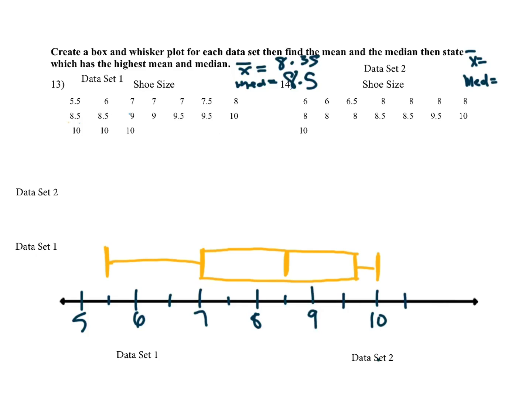But let's do the mean first before I start crossing things out. So I'm adding everything up, dividing by the number. My goodness, there were so many 8s, I want to make sure I got them all right. 7 8s.